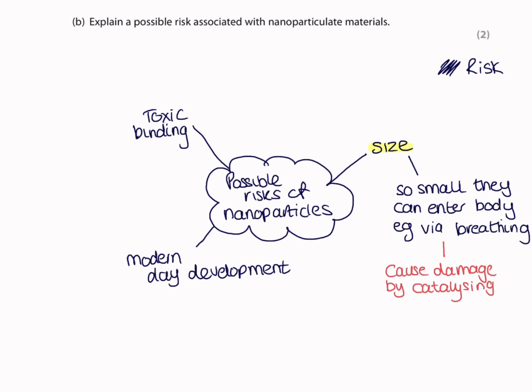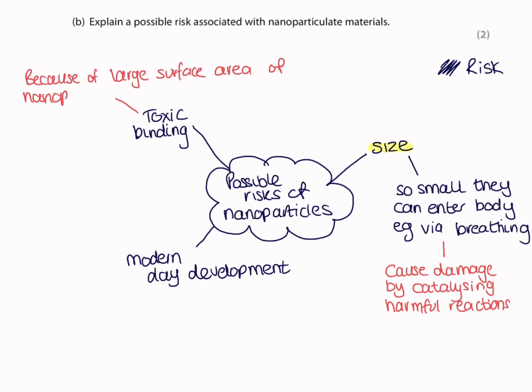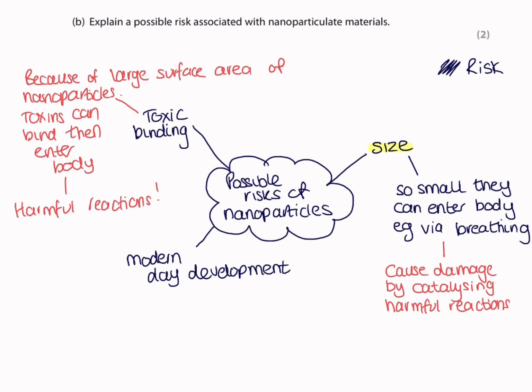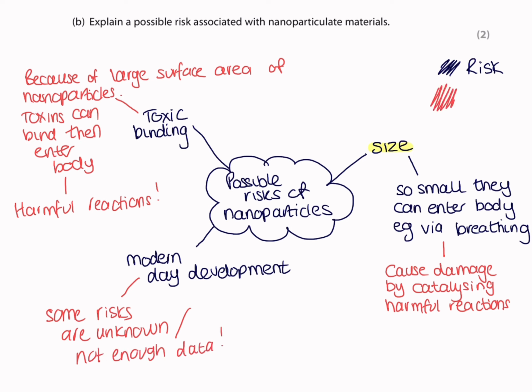So for the first one, the size one, they enter the body, and they can cause damage by catalyzing harmful reactions. Toxic binding is because they have a large surface area. Toxins can bind, and again, they can enter the body and be harmful. Those are kind of the same point. Picking between one of those, I would definitely go with the first one, the size. And the last one is the modern day development. These are new, so some risks are unknown. We don't have enough data.